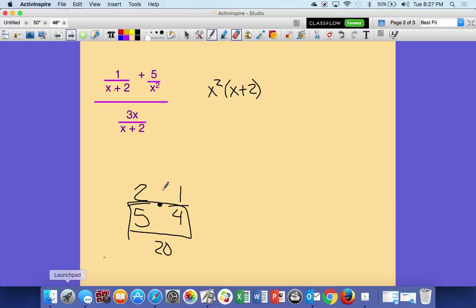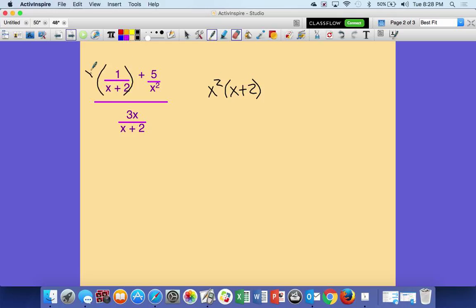The other thing I will tell you is do not multiply those together yet, because in the end you'll have to factor them apart to see if you can simplify. If that's our common denominator, we need to multiply this one by x squared over x squared. So x squared times 1 is x squared. This one over here, to make it the same as that, we've got to multiply by x plus 2 over x plus 2. That would give us a denominator.